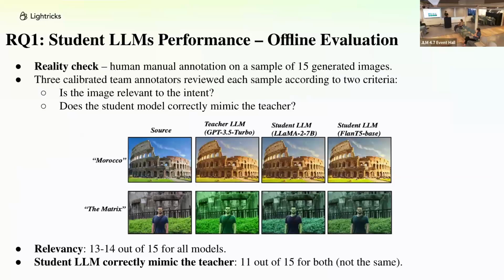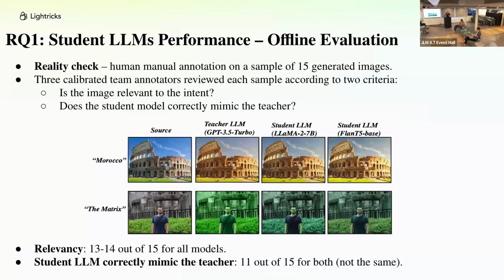And now for the reality check that I told you about. We sampled 15 generated images and used 3 calibrated team annotators to review the samples. And we report the majority vote of the annotators. We ask the annotators 2 criteria: is the image relevant to the intent, and does the model correctly mimic the teacher?